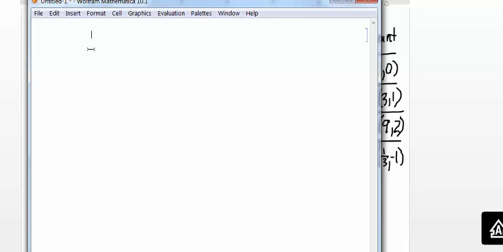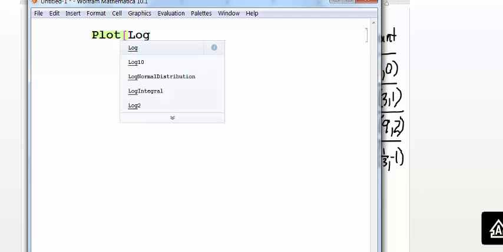Alright, so here we have a Mathematica window open. Let's use the Plot function to plot a log. In Mathematica, Log has to be spelled with a capital L. In general, you write it with a lowercase l. I need a bracket because this is a Mathematica function. So I'm going to put that.